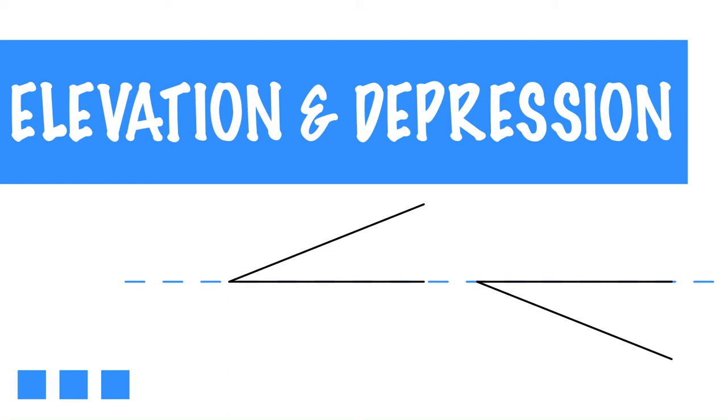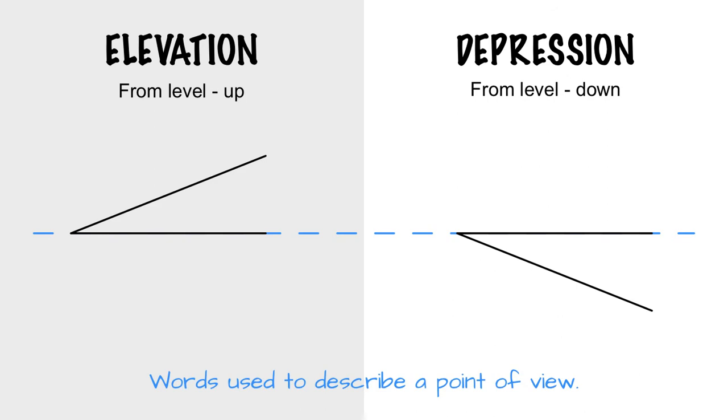Angles of elevation and depression. Elevation is from level, looking upwards. So if you think of looking straight ahead and then looking up towards the top of a tree or a building, that's what we mean by the angle of elevation.